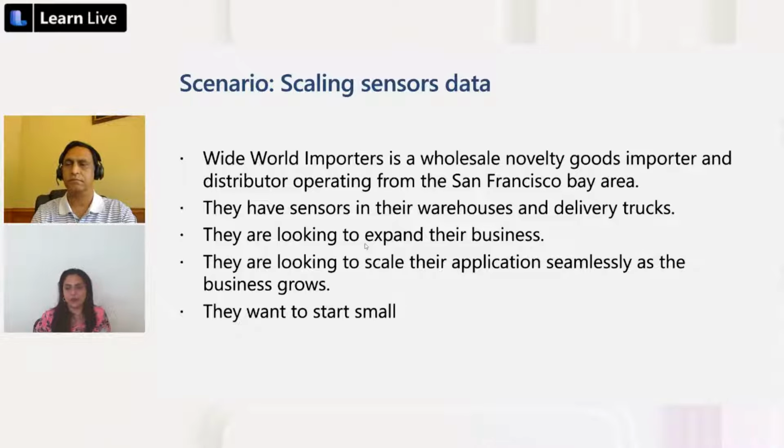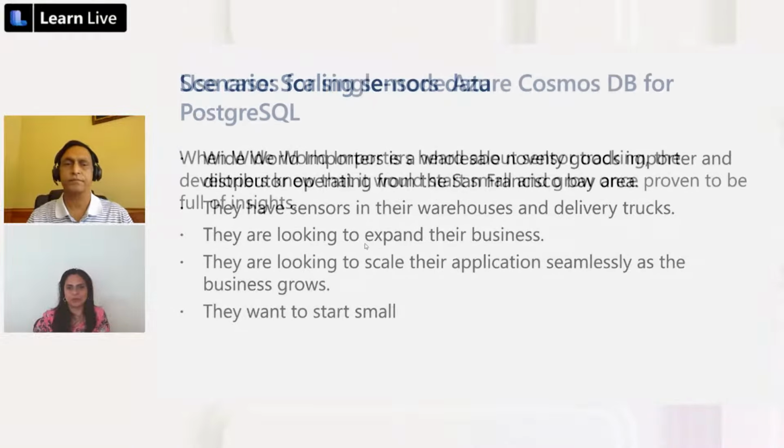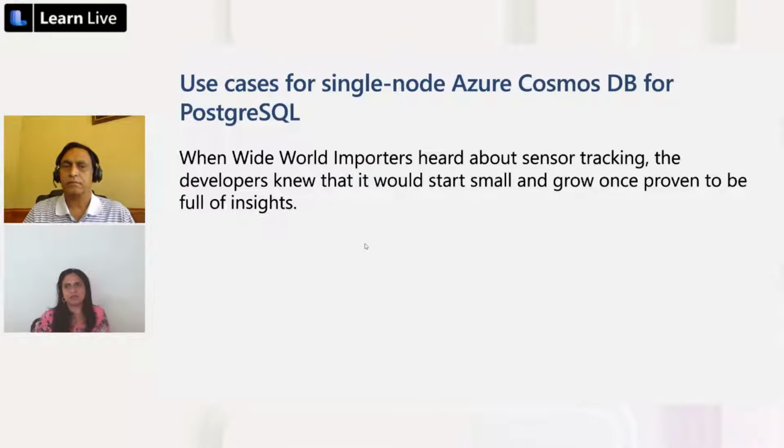And again, like I said, they want to start small. They do not want to over provision because that costs money. So they want to start small, but then be able to expand out. So in this case, we suggested that a good use case is Azure Cosmos DB for PostgreSQL, because they not only can start small with a single node, but when their business grows, they can start scaling out without having to worry about the applications being down.